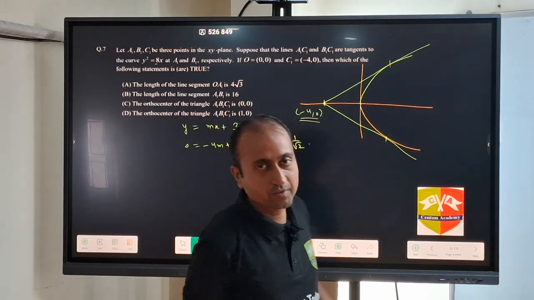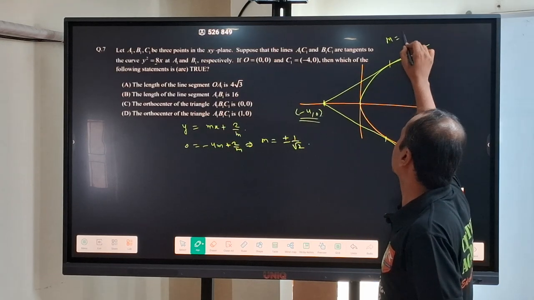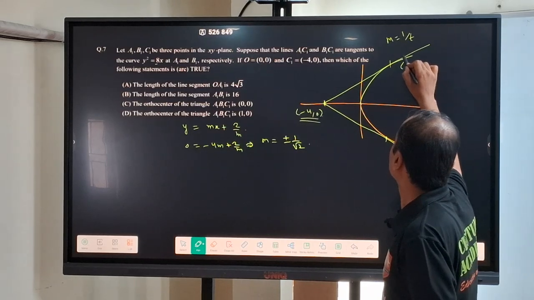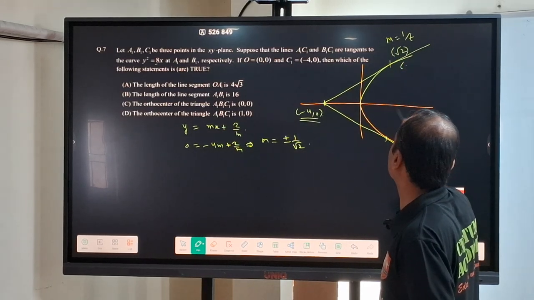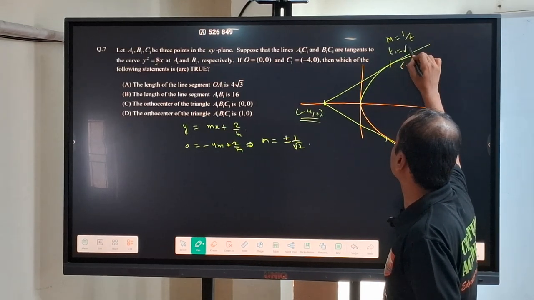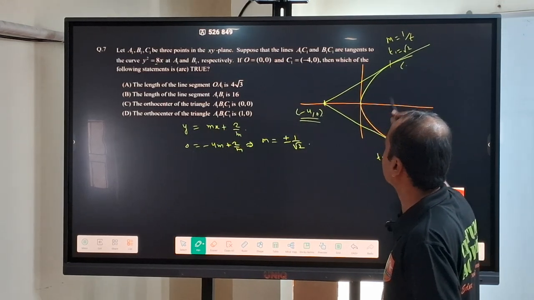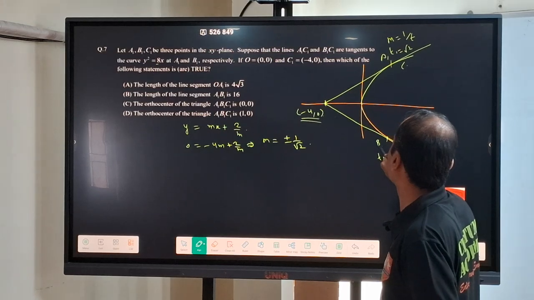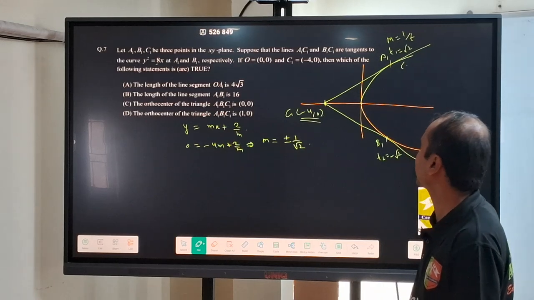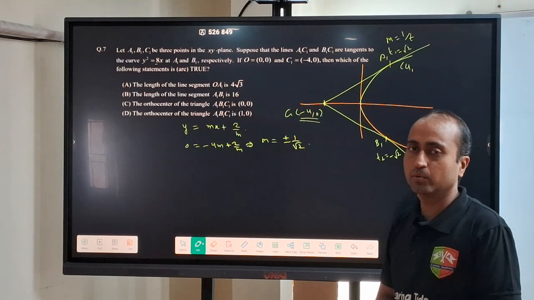And what is the relation between the parametric point of a parabola and slope of tangent? The relation is m equals 1 by t, or t equals 1 by m. So the parameter of these two points will be root 2 and minus root 2. Let me just write t1 as root 2 and t2 as minus root 2. So basically we can find the coordinates of these points. Suppose we are calling them A1, B1 and this is my C1. Coordinates of A1 will be (a t square, 2at). A is 2, t1 is root 2, so a t square will be 4, and 2at.